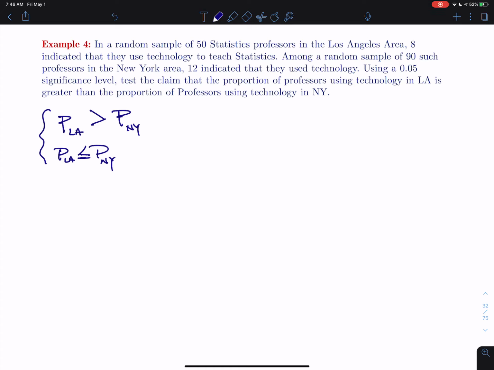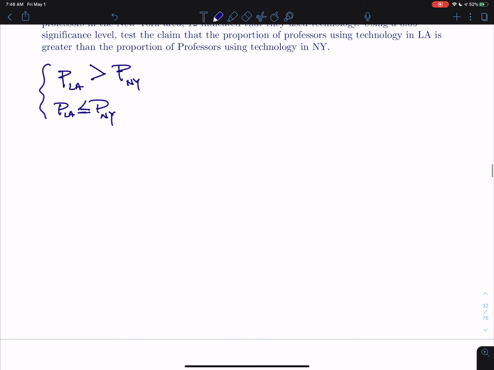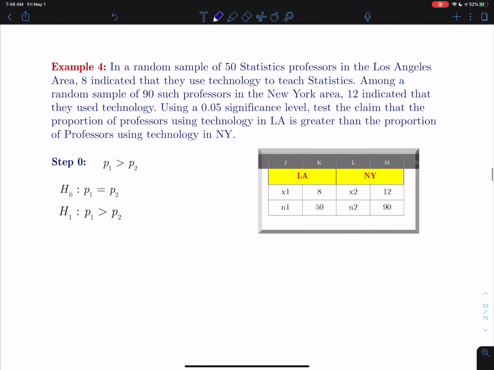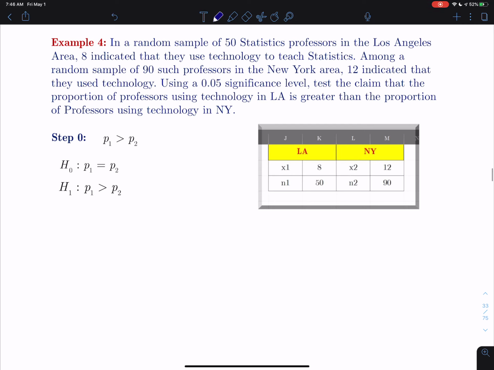So I have it typed up for us to see it. So there we go, and I had it for you. So that's my claim, and again, it doesn't matter because the conclusion and the decision are both going to be geared towards the null hypothesis anyways. So I'll write my claim, which is the strict inequality with the alternative, and I write P1 equals P2 for the null hypothesis.